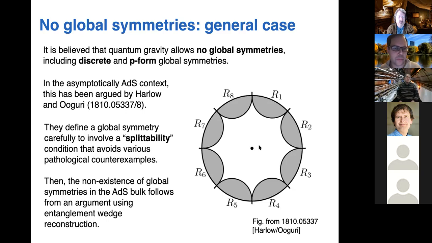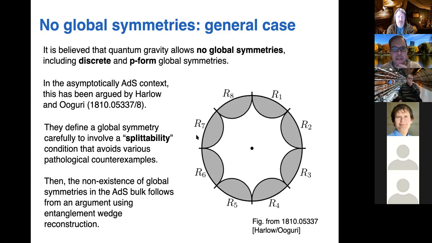It's a like 150 page paper they wrote. So I don't have time to try to explain the argument in any detail. And I don't think I even understand all the details of the argument. But that's the rough sort of slogan behind it.